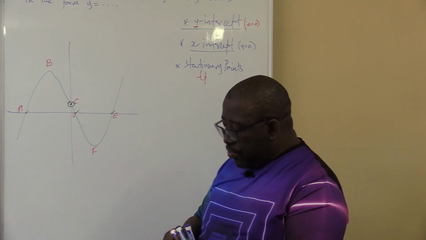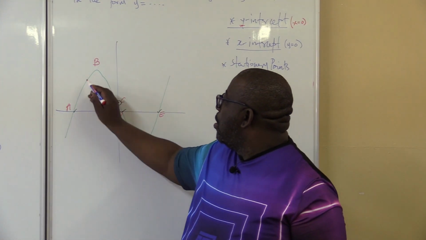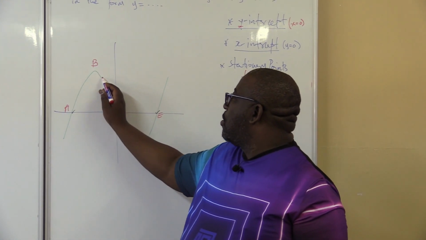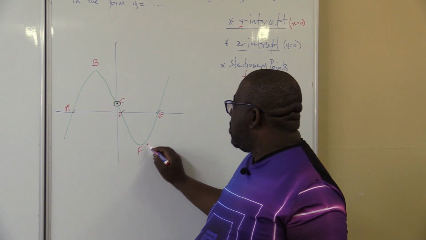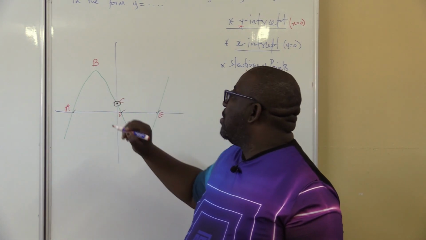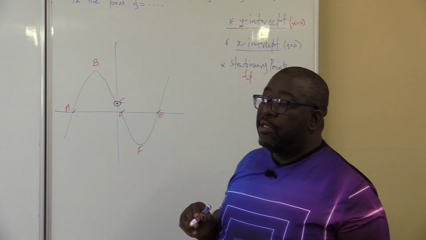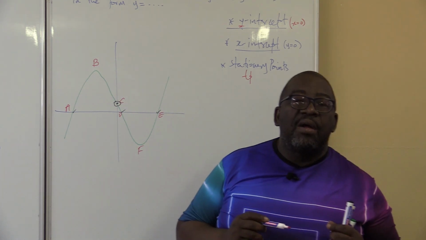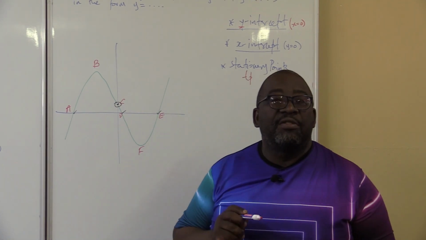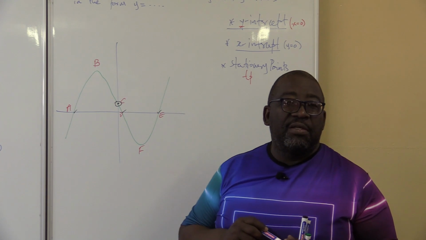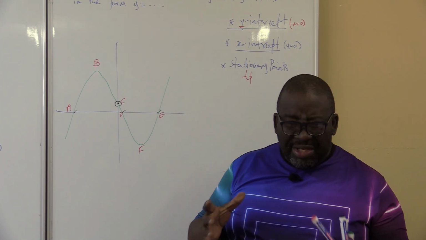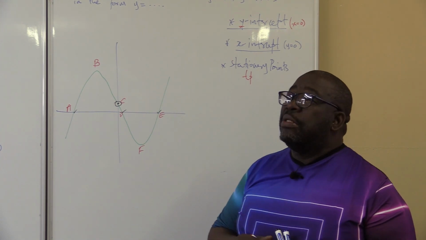Right, this graph goes up, becomes stationary there, it goes down, becomes stationary there and it goes up. It turns, in other words, at that particular point. Remember, we're dealing with calculus. What is calculus? It is the study of gradient. We're just studying gradient in this particular section.